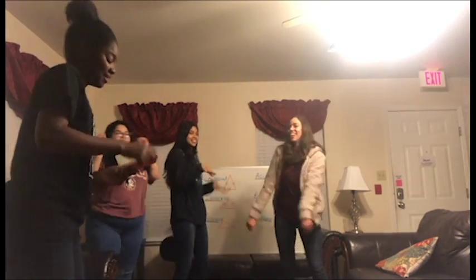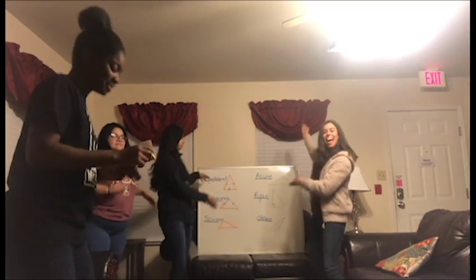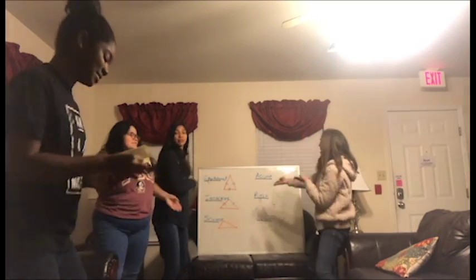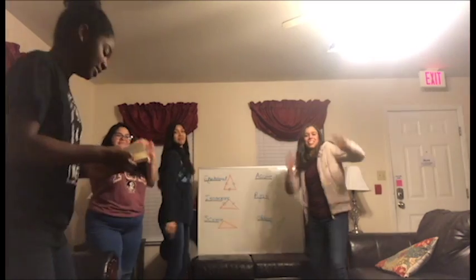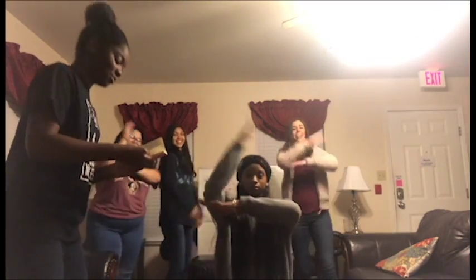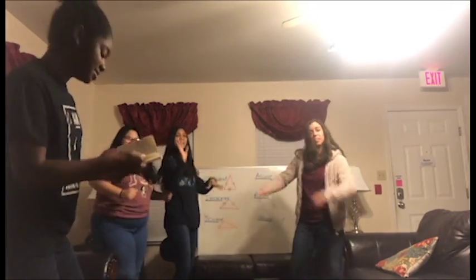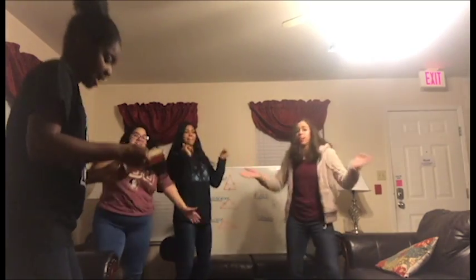Now we got all the triangles that we ought to see. Scalene, isosceles, and equilateral. Then obtuse, acute, and right triangle. Difference is some talk about the size and others about the angles.